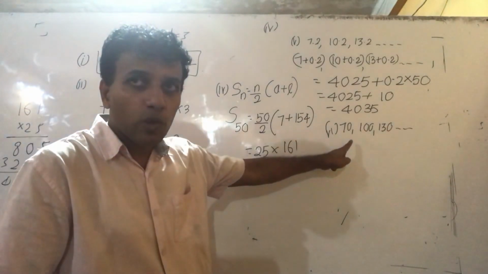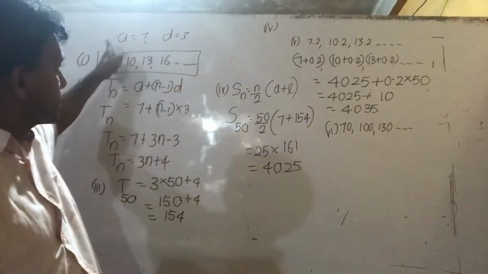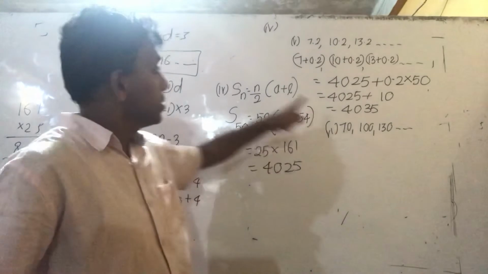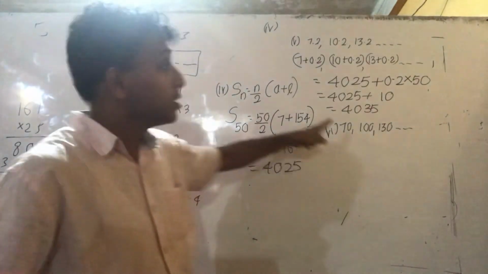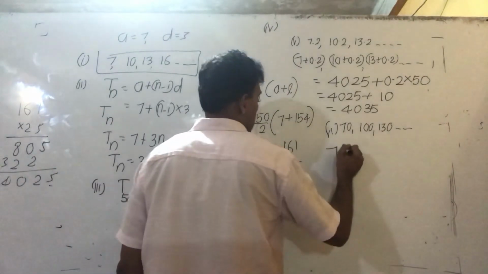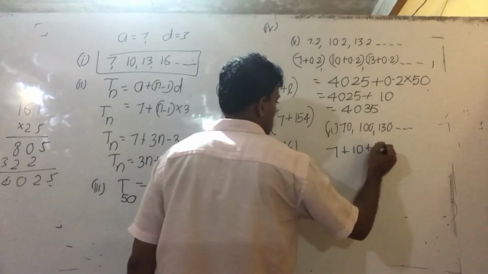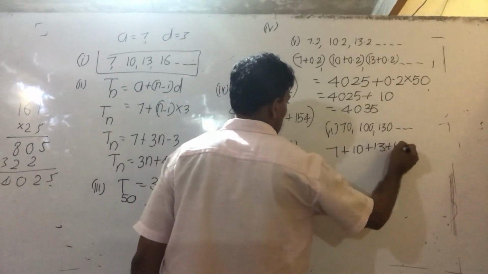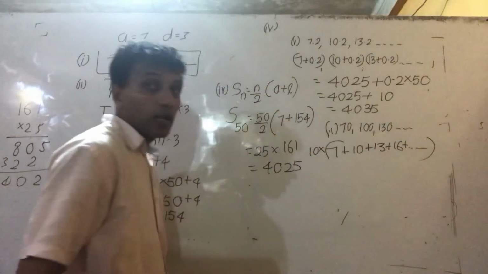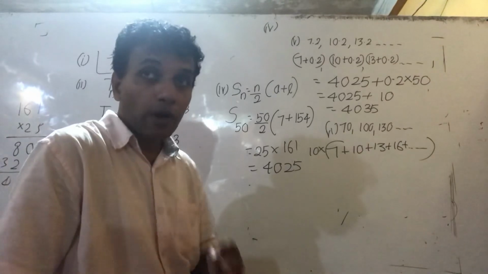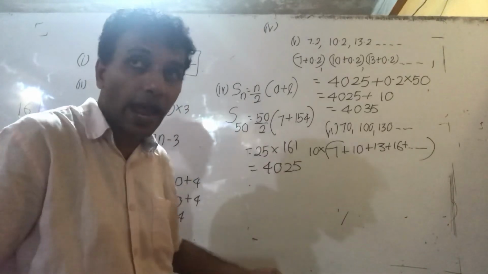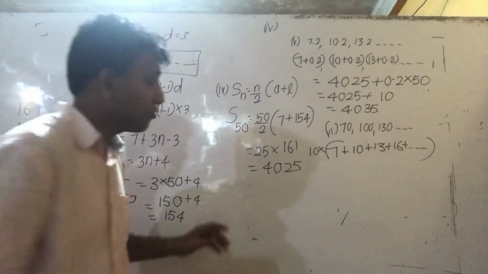Tell the same idea. How does this compare with the first series? 7, 10 and like that. What happened? 7 multiplied by 10, 70. 10 multiplied by 10, 100. 13 multiplied by 10, 130. So what happened? 7 plus 10 plus 13 plus 16, everything multiplied by 10, is it? I hope you understood how I'm explaining this. In the previous series, every number is multiplied by 10 and added. So what is the answer therefore?